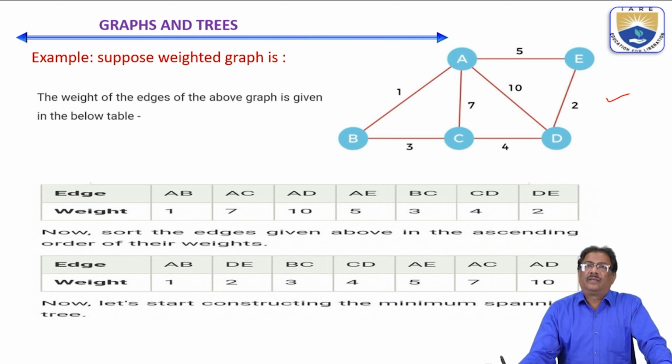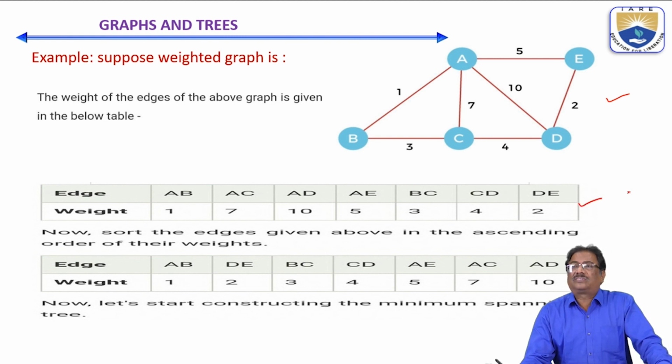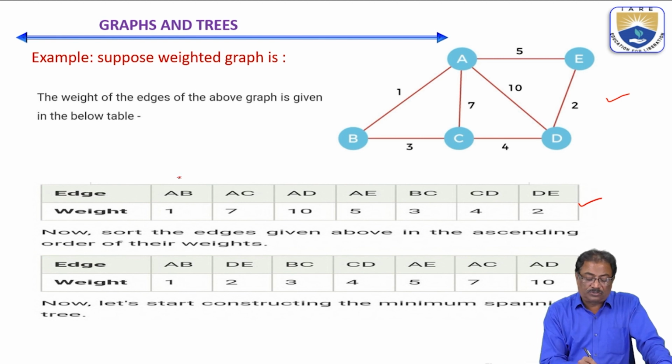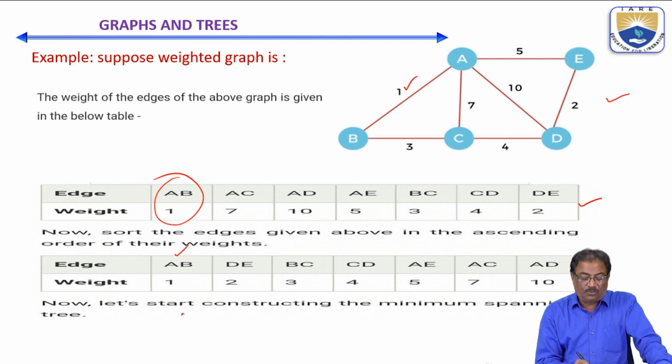Now let us go to the first step of the algorithm. We are going to write all the edges and arrange them in ascending order. So the lowest should be written first. The AB edge will be there, whose cost is 1. So we are going to select that, first AB.